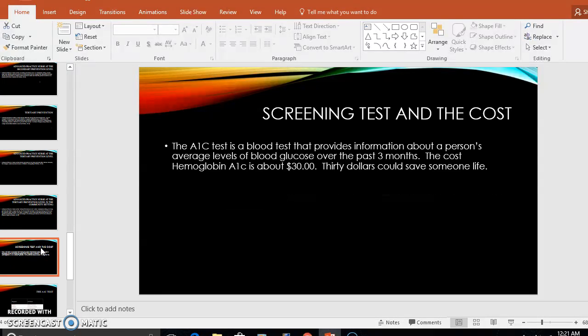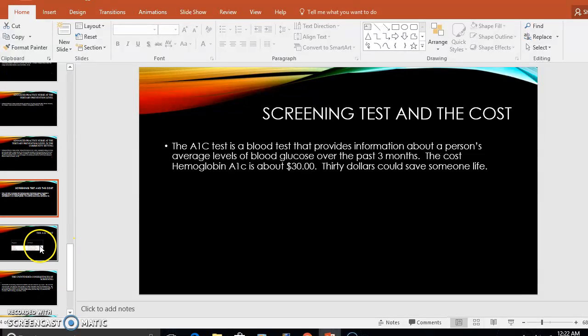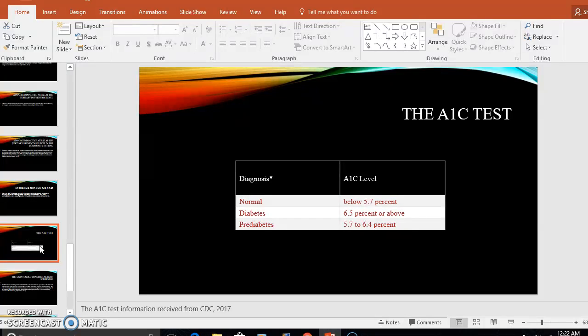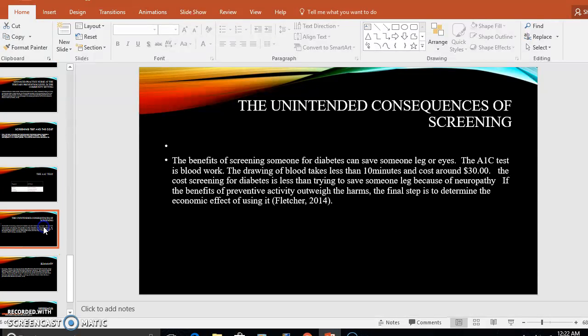The A1C test is a blood test that provides information about a person's average level of blood glucose over the past 3 months. The cost of this test is $30. $30 will save somebody's life. Here is a chart of the normal A1C test, the normal range, the diabetic range, and the pre-diabetic range.